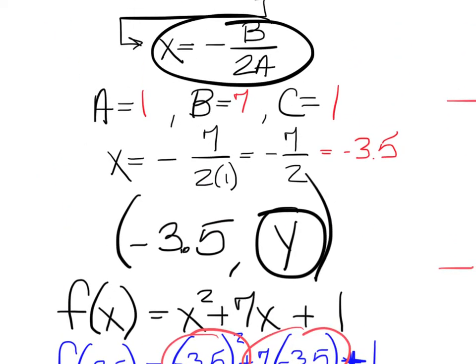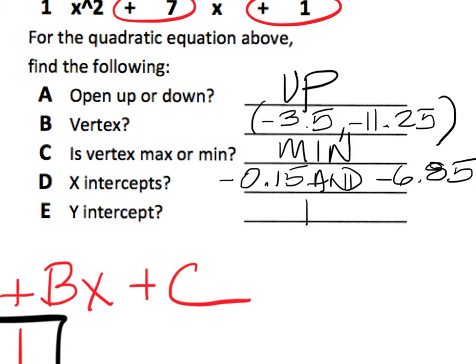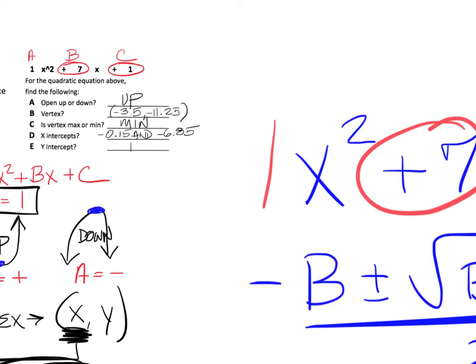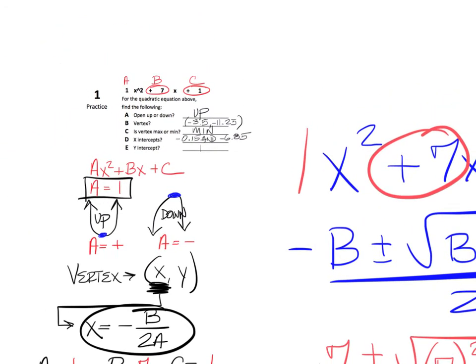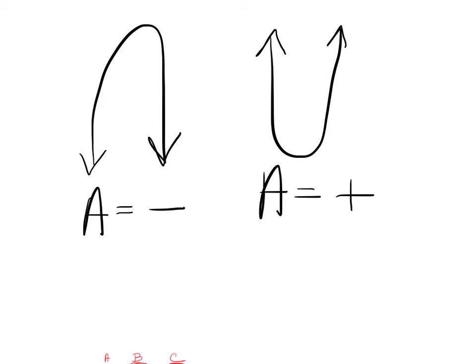We put that up here in our answer list, and then moved on to the vertex being a maximum or a minimum. And let's see, that one was wiped out on our video, so we'll do that again. Your graph can either look like this or it can look like that. If A is a negative number, it will open down. If A is a positive number, it will open up.